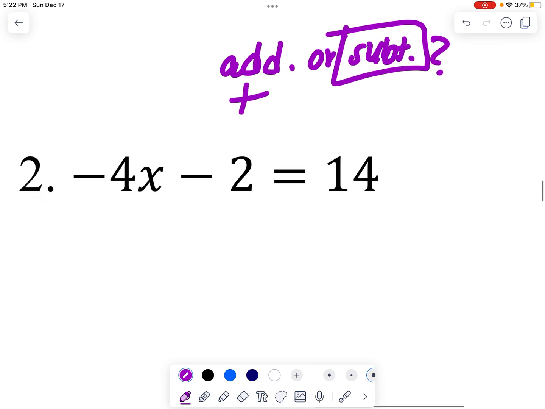All right, so I want you to pause here. I want you to tell us how you're going to get rid of that minus 2. And just be specific. Say, what do we do on one side? And also, what do we bring down after the fact?